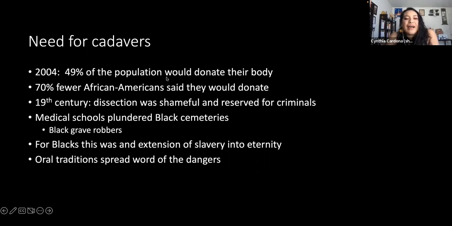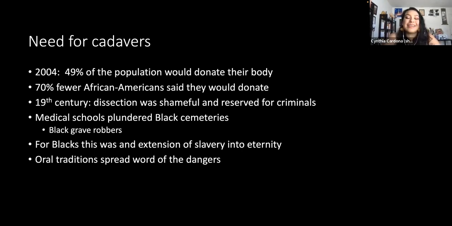It turns out that a lot of people also don't want to be organ donors because of the history of how medical schools were getting cadavers. In the 19th century, most of the American population did not want to donate their body to science or be organ donors. So what medical schools would do is they would steal bodies, particularly from Black cemeteries. And why Black cemeteries and not white cemeteries?